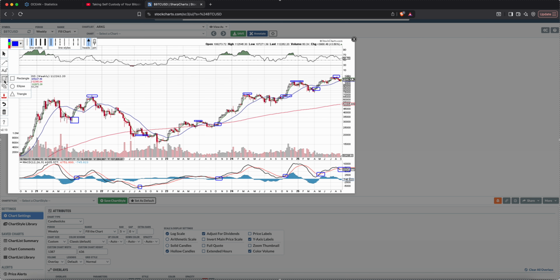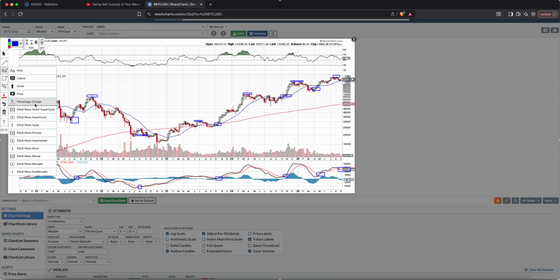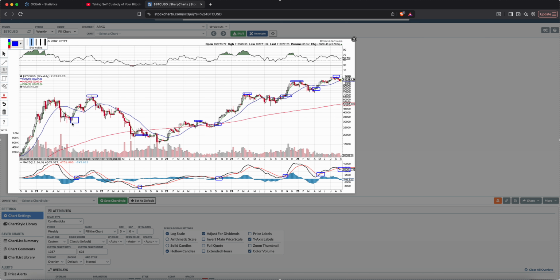So let's go measure the movements' percentage change. That's a 139% swing. That's a 63% swing. That's a 183% swing. This is a 63% swing. This is a 59% swing. So on a weekly chart, if you just let this play out on a longer scale, we're in for a big move. We're at 112 now.